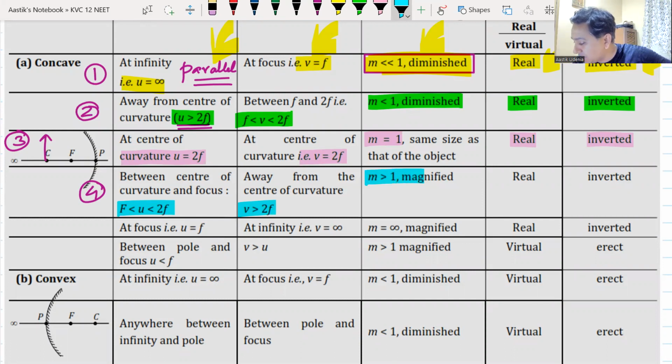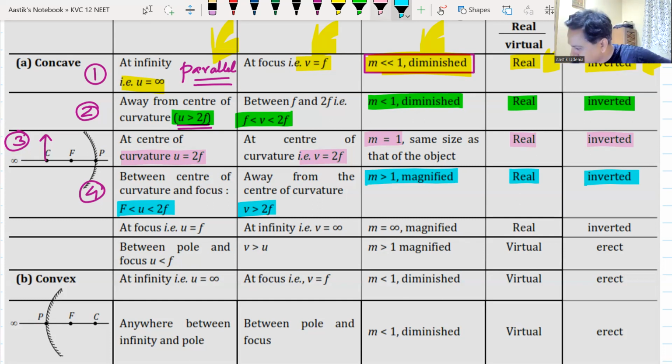The magnification is greater than 1. The image now is bigger compared to the object. Image still remains real. It is still inverted.